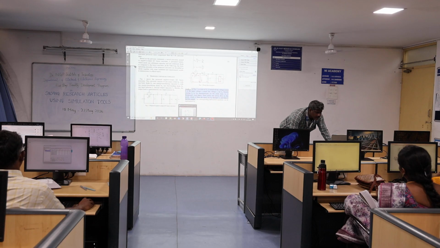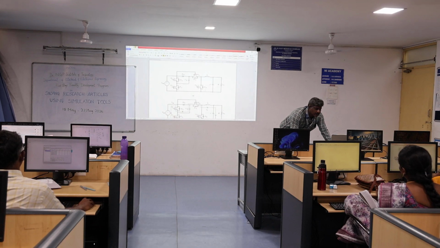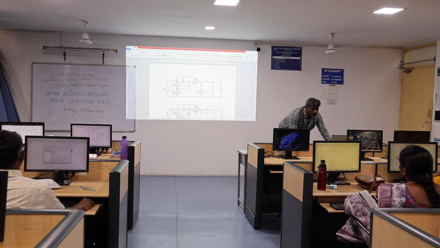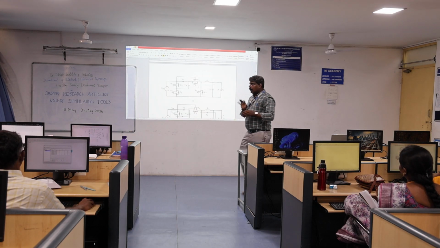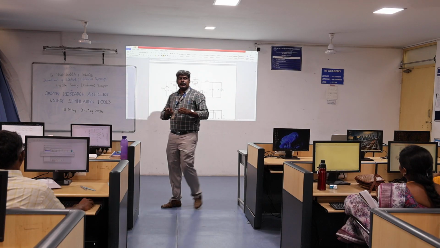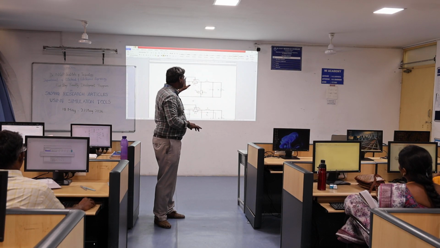Now I want to design a controller. So this is one of the structures, the KY buck-boost converter. This is one of the circuits. Now I want to design a controller, so I want to regulate the output voltage of this converter.